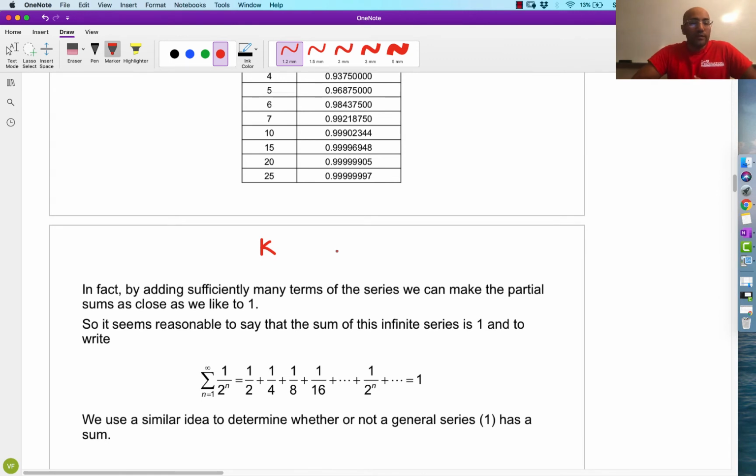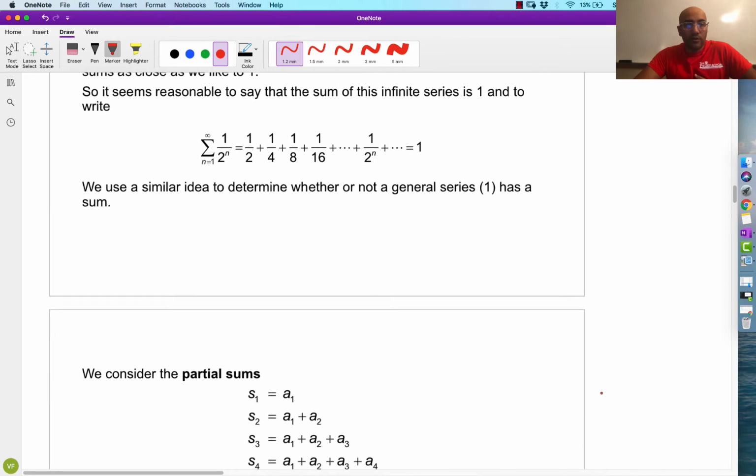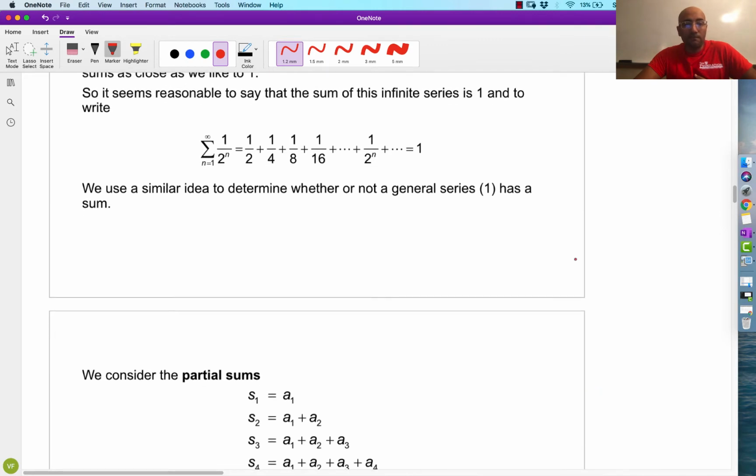Okay, so it seems reasonable to say that the sum of the infinite series is 1, and to write that this is true, right? That the sum, as n goes from 1 to infinity of 1 over 2 to the nth power, which is equal to this dot dot dot, equals 1. We use a similar idea to determine whether or not a general series has a sum.